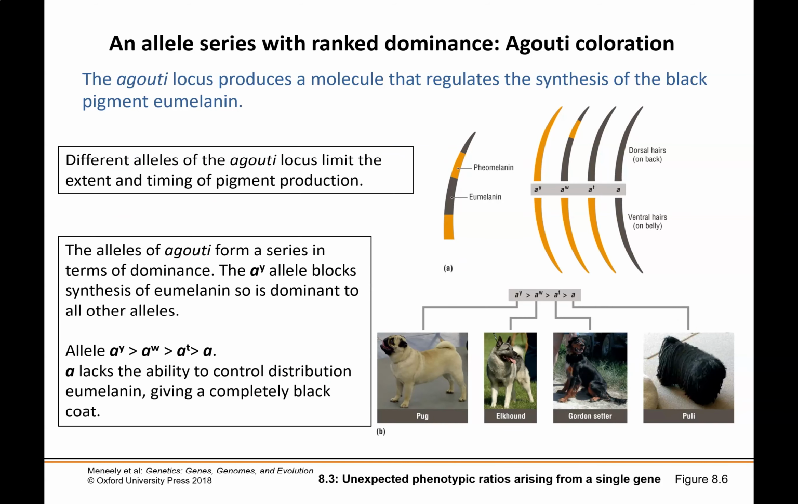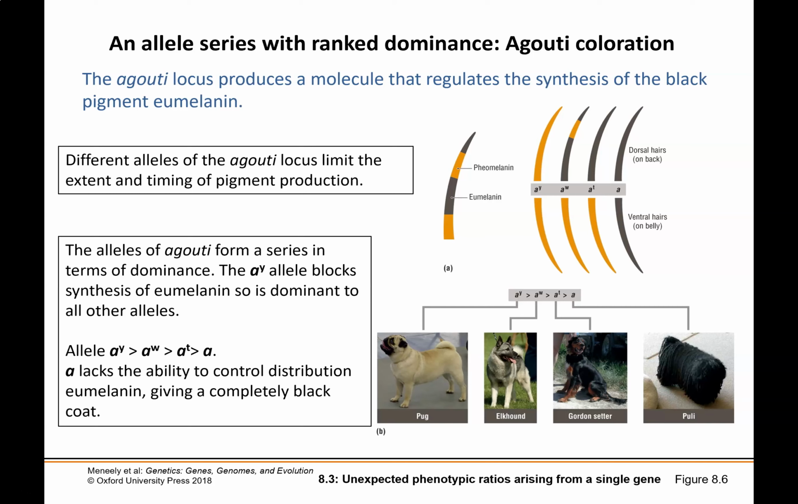So let's look at one more example of a multiple allele situation with ranked dominance. This is something called the agouti gene. The reason that we talk about it here, even though we've already done two examples with ranked dominance, is that this is a very common color in animals. So the agouti gene regulates a black pigment called melanin.